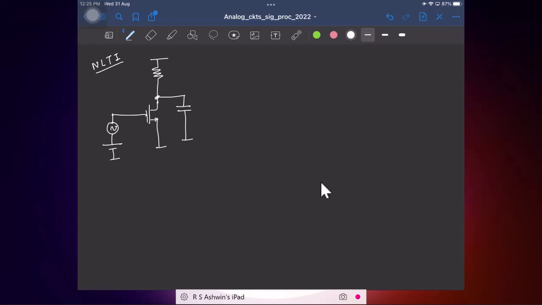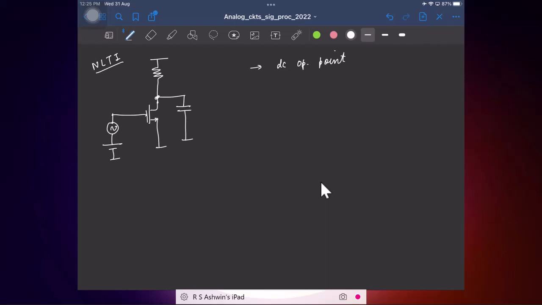Let's say you have the models of the MOSFET. So how will you solve it? Yeah, but for doing small signal, what do you have to do first? You have to find the DC operating point, right? So first, you'll find the DC operating point.